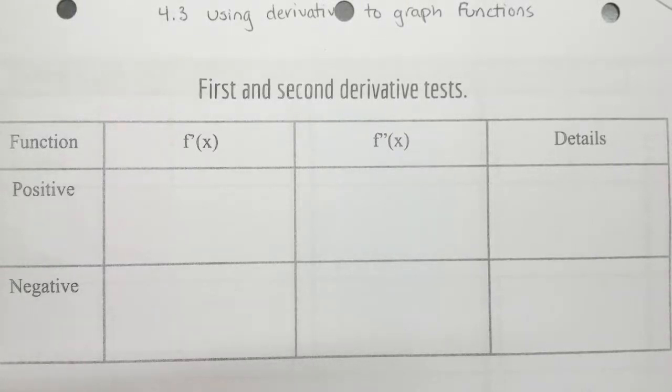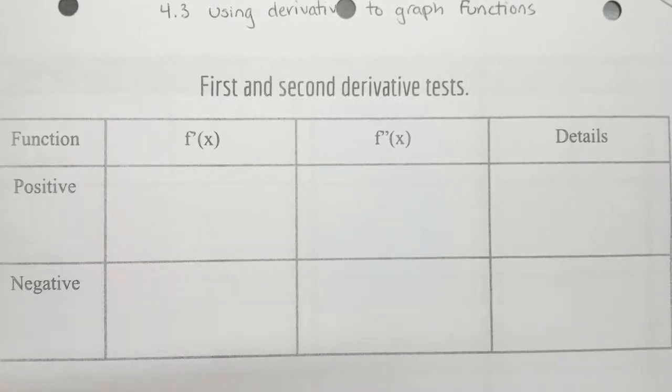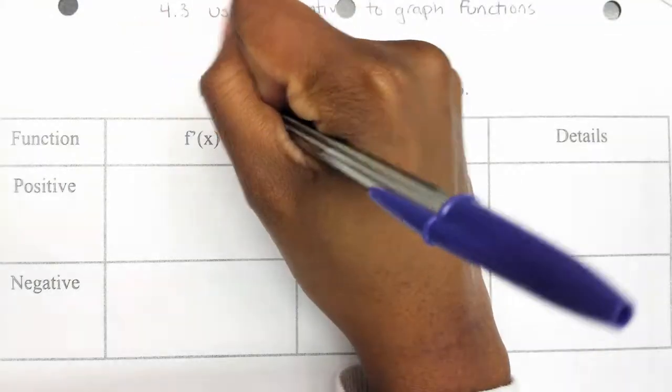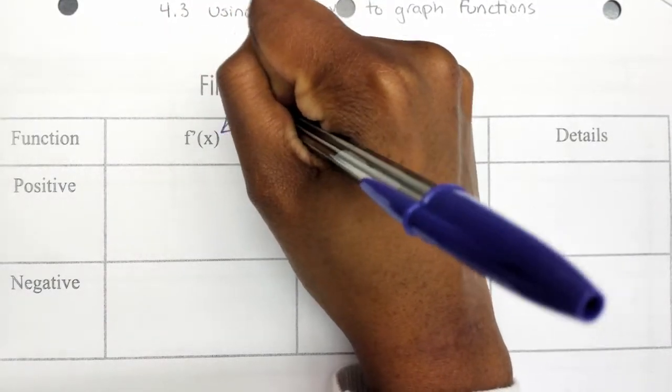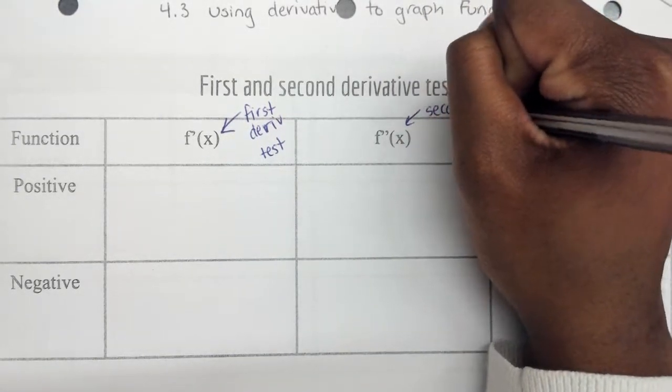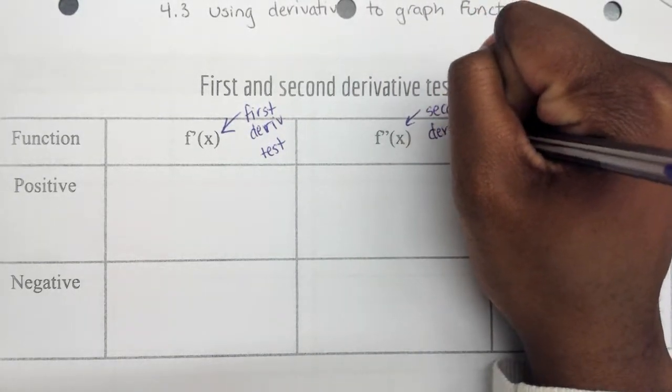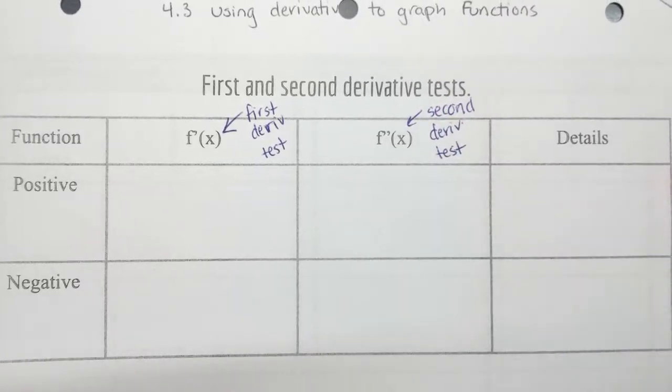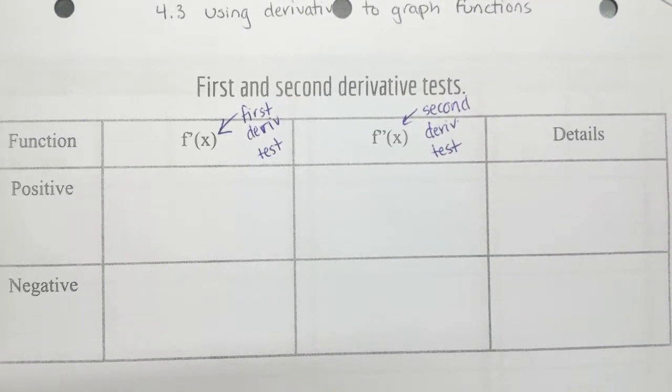Section 4.3, using derivatives to graph functions. So the first 2 pages of these notes is a table that we're going to fill in with some information that we know about first derivatives and second derivatives and what they tell us about graphs. So, first derivative is the first derivative test. And when we find the second derivative, that would be our second derivative test. And each test tells us something different about the original function.